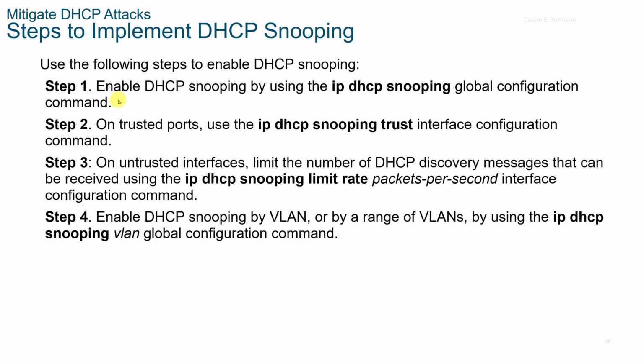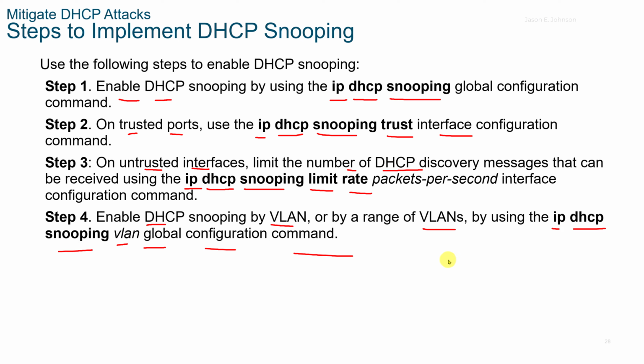There are 4 steps to this. We enable DHCP snooping by using the ip dhcp snooping global config command. Then on the trusted ports, we use the ip dhcp snooping trust interface command. On the untrusted interfaces, you want to limit the number of DHCP discovery messages that can be received using the ip dhcp snooping limit rate interface config command. And then finally, enable DHCP snooping by VLAN or by a range of VLANs by using the ip dhcp snooping vlan global config command.